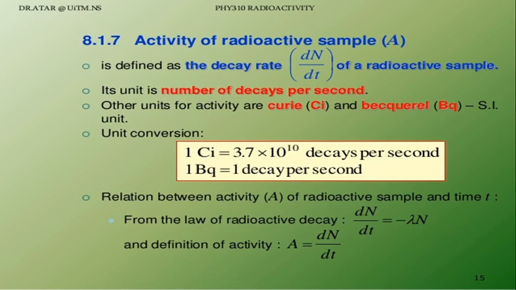Traditionally, the curie has been used as the unit of activity, in which 1 curie is equal to 3.7 into 10 raised to 10 decays per second. There is also another unit, that is the Rutherford, where 1 Rutherford is equal to 10 raised to 6 disintegrations per second, or decays per second.